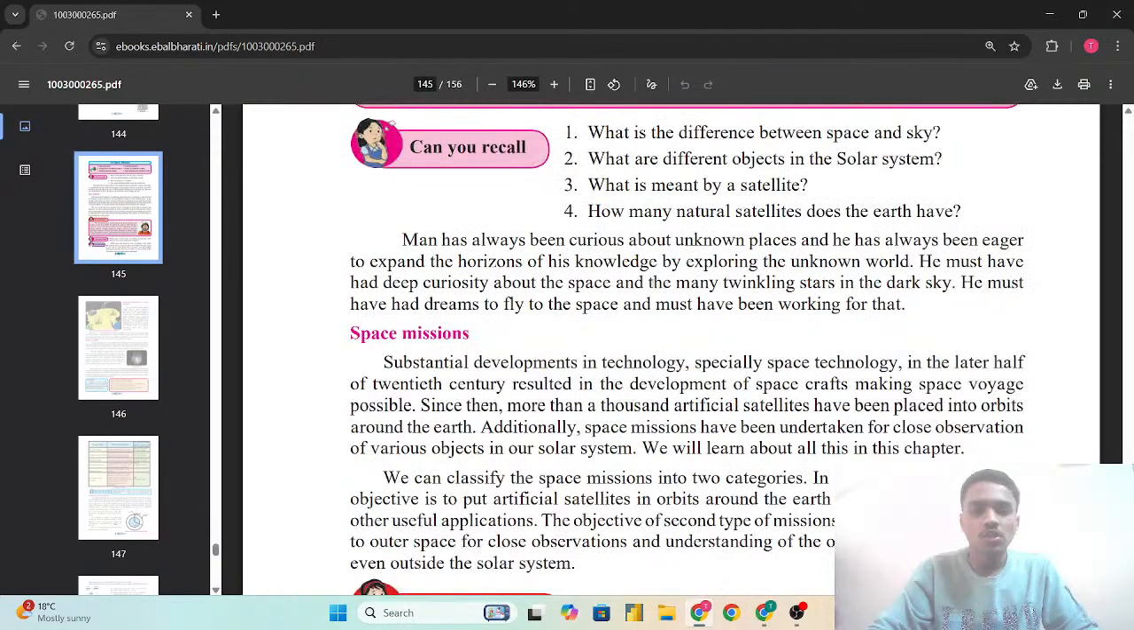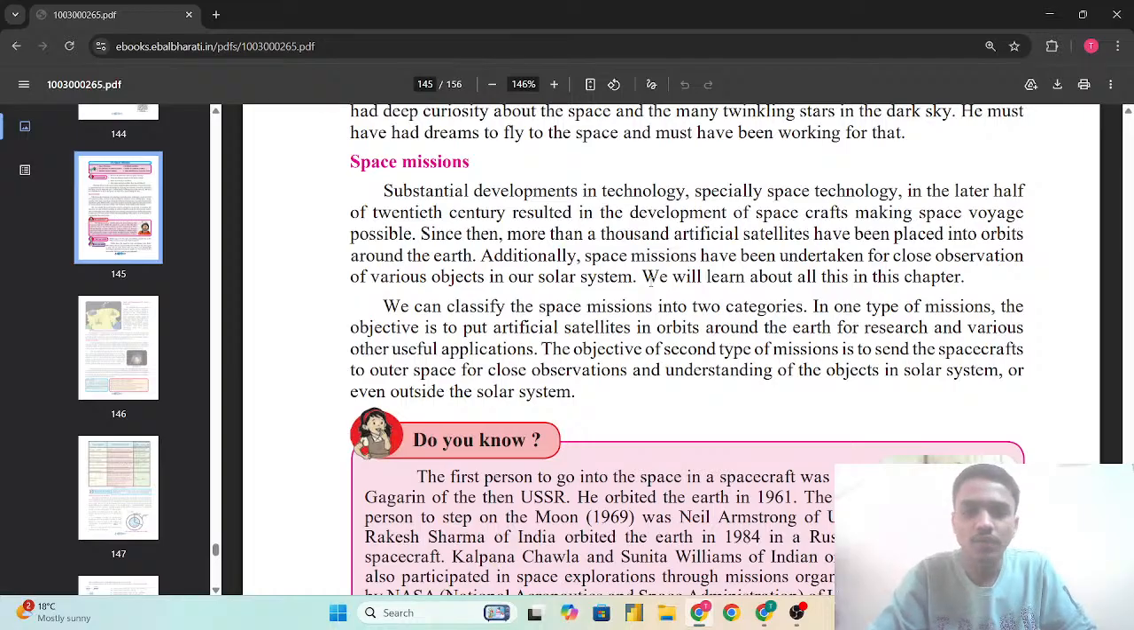So next is the space missions. Substantial developments in the technology, especially the space technology, in the latter half of the 20th century resulted in the development of the spacecrafts, making space voyage possible. Since then, more than 1,000 artificial satellites have been placed into the orbits around the Earth. Additionally, space missions have been undertaken for the close observation of the various objects in our solar system. We will learn about all this in this chapter.